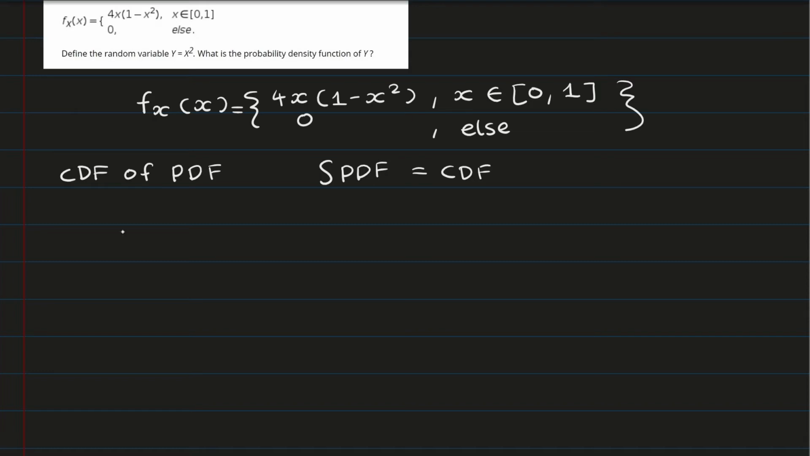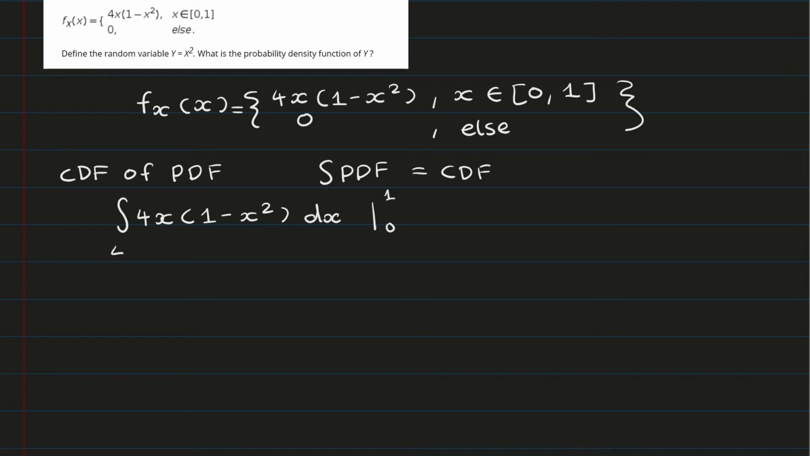We have the integral of 4x(1 minus x squared) dx, and this is a definite integral from 0 to 1. This information is not currently necessary.